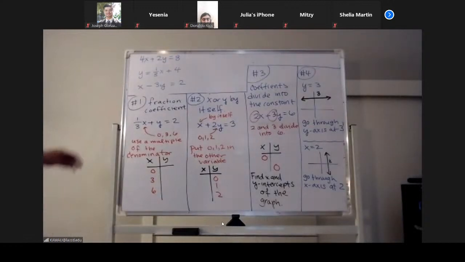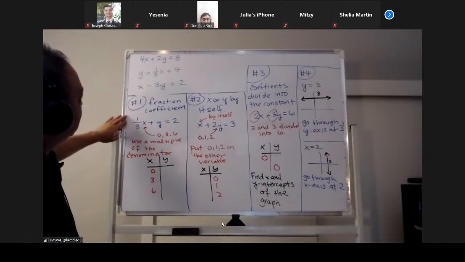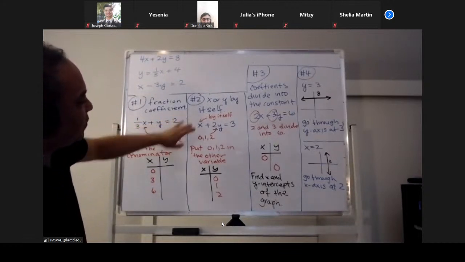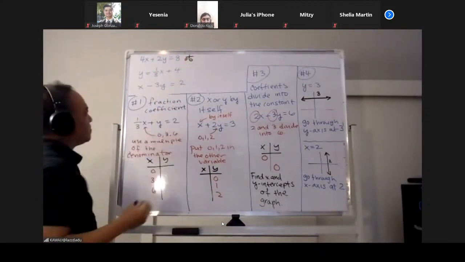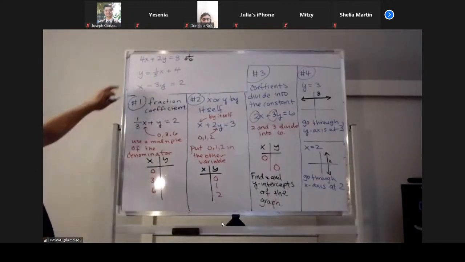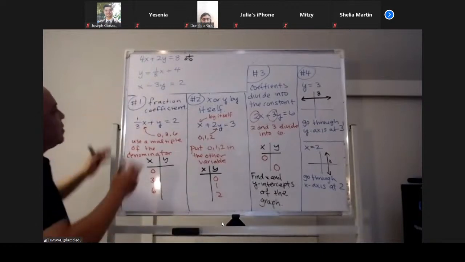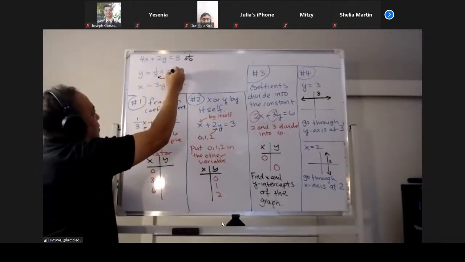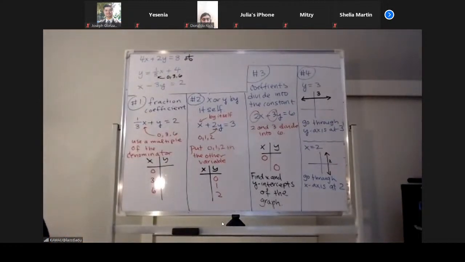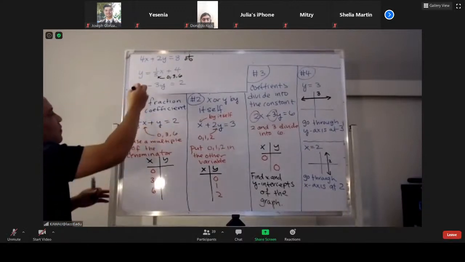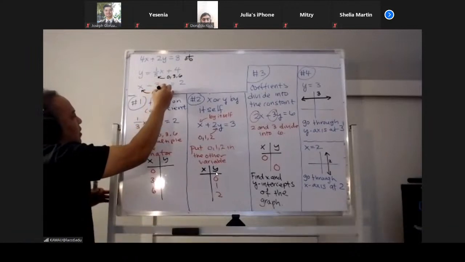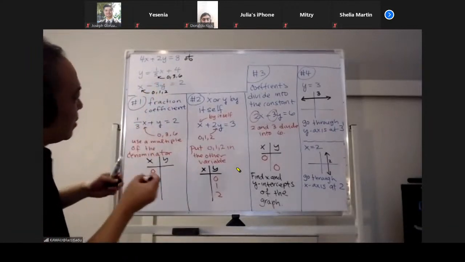Okay, so if we look at the first one, no fraction, no x or y by itself. So this one should be 0, 0. Okay, now go left to right. This one has a fraction. 0, 3, 6. And then this one, no fraction, but there's an x or y by itself. So 0, 1, 2. Okay, let's do another series.